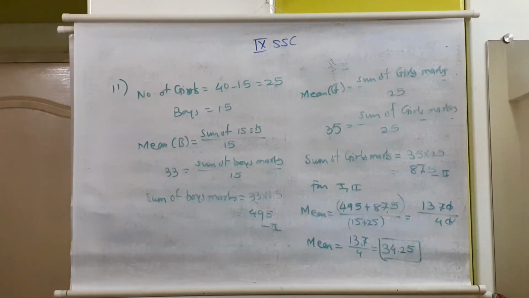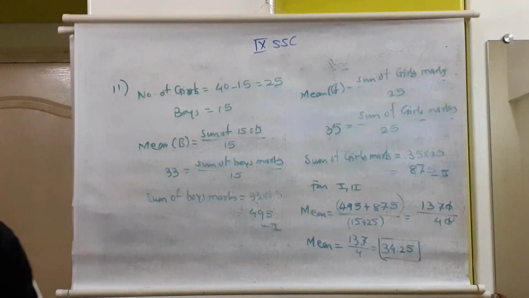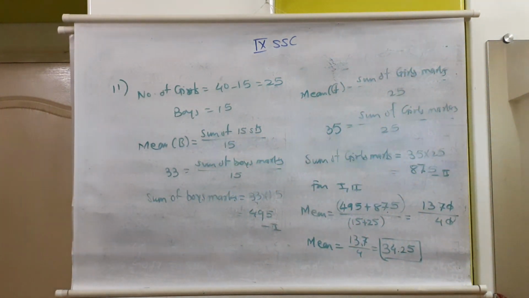34.25 will be the mean by the given information, that is the mean of boys' marks and the mean of girls' marks, and we have to find the mean of total students. As per the given information and the calculation, the mean of total students will be equal to 34.25. Solution for question number 11.